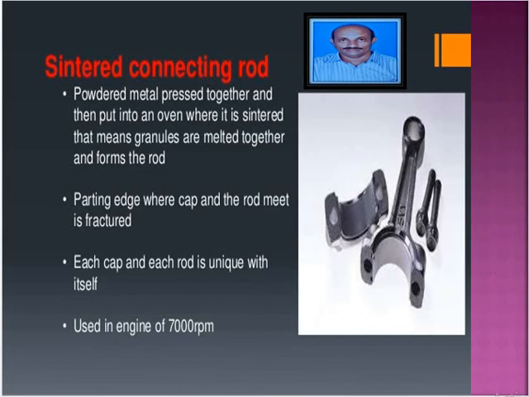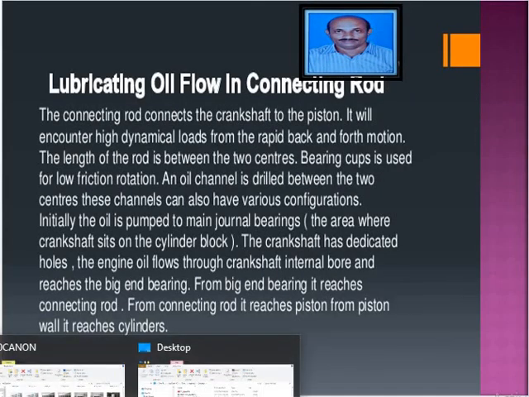So all these things we can see, and now how the lubricating oil flows through the connecting rods. The connecting rod of the piston will encounter high dynamic loads from the rapid back and forth motion. The length of the rod between the two centers, the bearing cups, is used for low friction rotation. An oil channel is drilled between the two centers. These channels can also have various configurations.